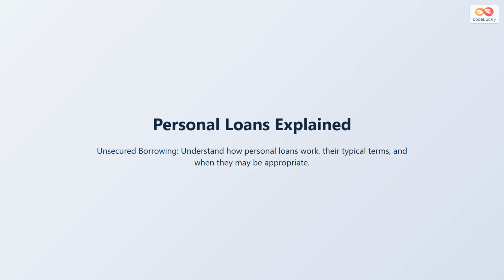Personal loans are types of unsecured loans that allow you to borrow money without providing collateral. These loans are typically repaid in fixed monthly installments over a set period, helping you manage repayment with ease. Understanding how personal loans work, their terms, and appropriate use can help you make smart borrowing decisions.